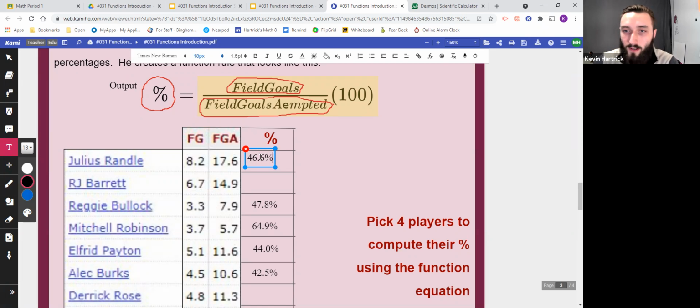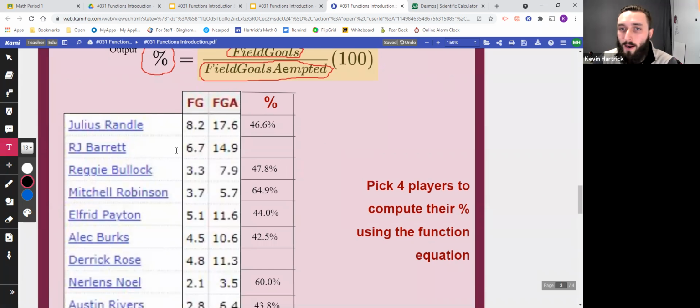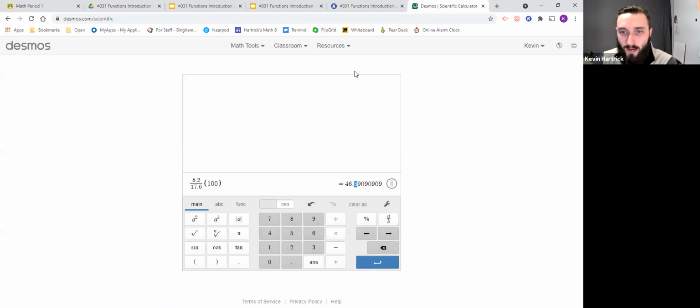Okay, so if you guys know anything about basketball, the more you shoot, the harder it is to make a bunch of them. So when you're shooting 17 times a game and you're still making 46%, that's pretty good. All right, let's look at RJ Barrett. He shoots 14.9 times a game and he generally makes around 6.7. So 6.7 divided by 14.9.